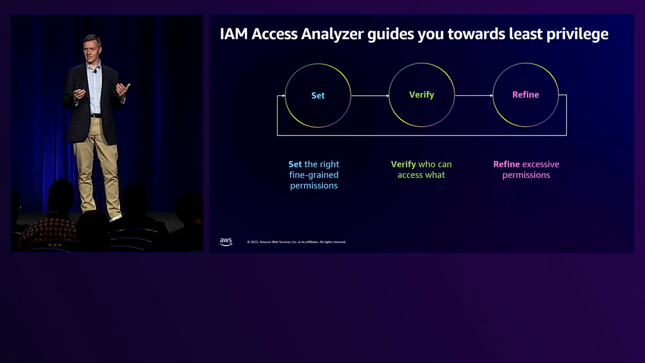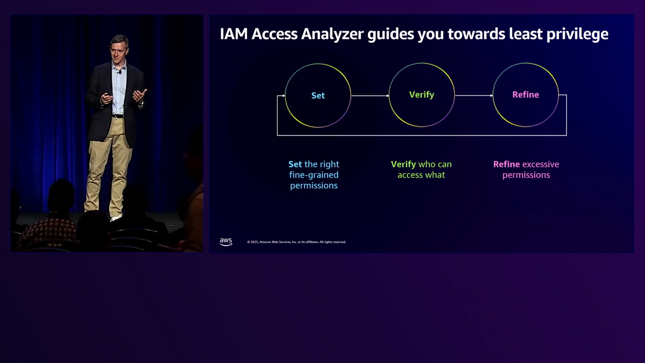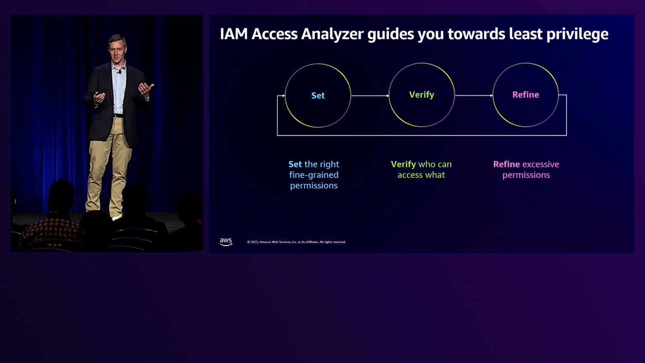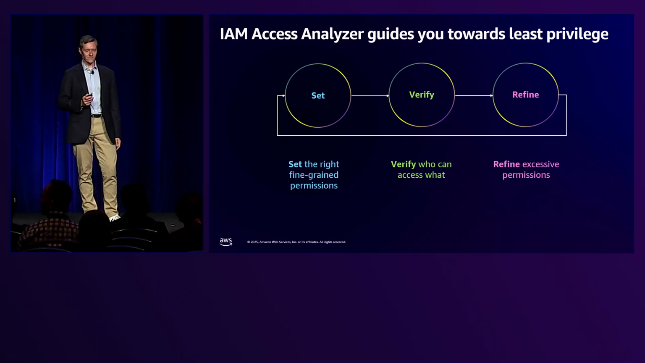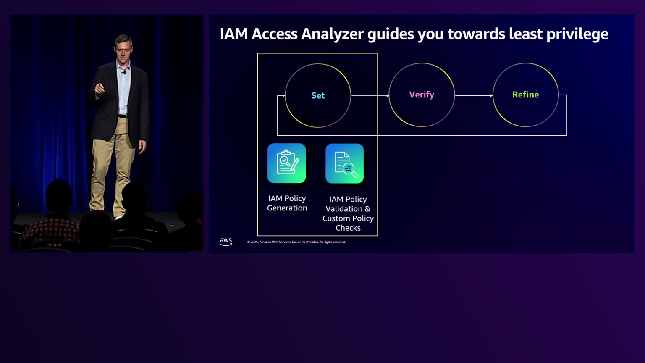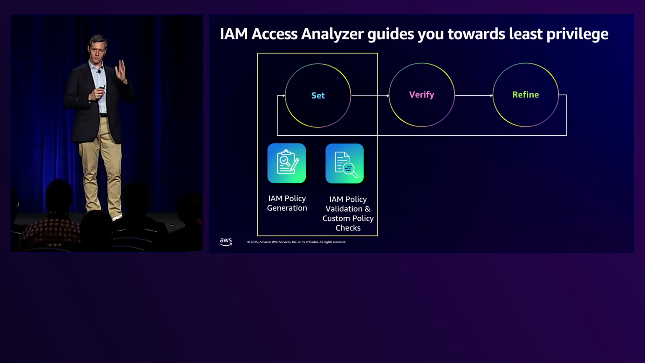And we understand that getting to least privilege is a journey. It's not a destination. I mean, it could be, but once you got there, then the world changes, and then you probably aren't there again, and you keep going. So with IAM Access Analyzer, we actually have tools that apply at all of these phases. In the set phase, when you're defining fine-grained permissions, there are two sets of features that you can use.